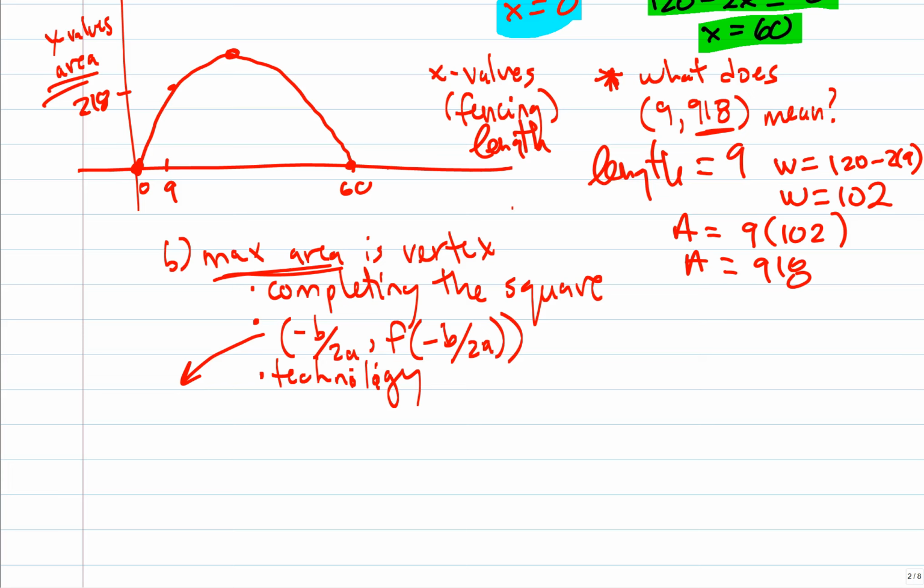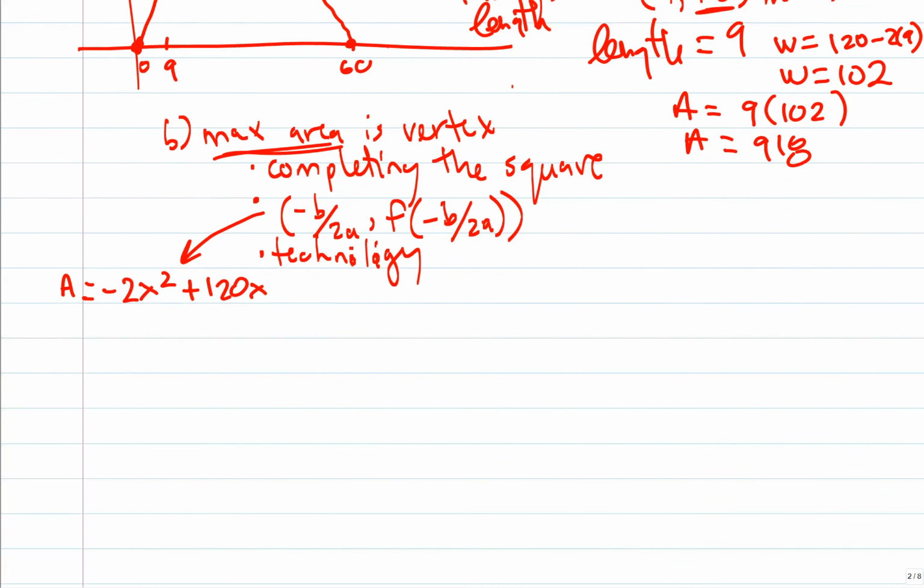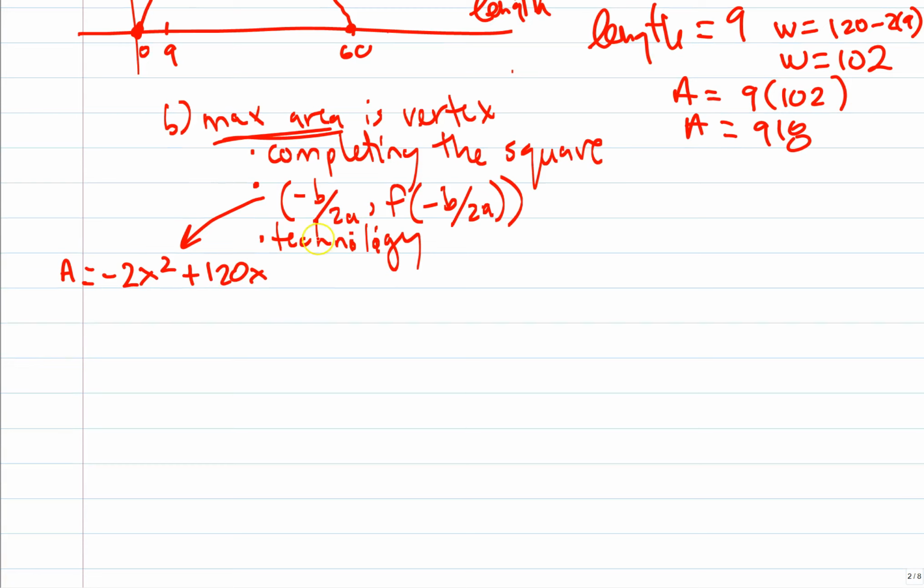Our equation was negative 2x squared plus 120x. So negative b over 2a, the x value there would be negative 120 divided by 2 times a. That would be negative 120 divided by negative 4. That would be 30. And that should actually make sense.